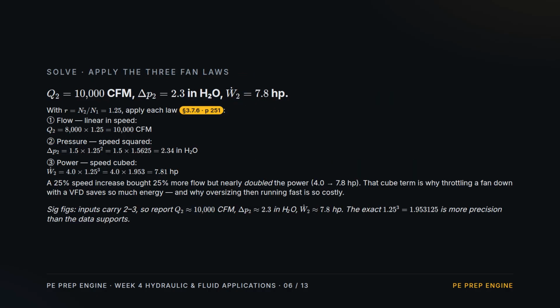Apply each law with the ratio 1.25. Flow is linear, giving 10,000 CFM. Pressure goes as speed squared, so 1.5 inches becomes about 2.3. Power goes as speed cubed, so 4 horsepower becomes about 7.8. A 25% speed increase bought 25% more flow, but nearly doubled the power. The entire energy argument for variable speed fan control, and why an oversized fan, run fast, quietly wastes power.